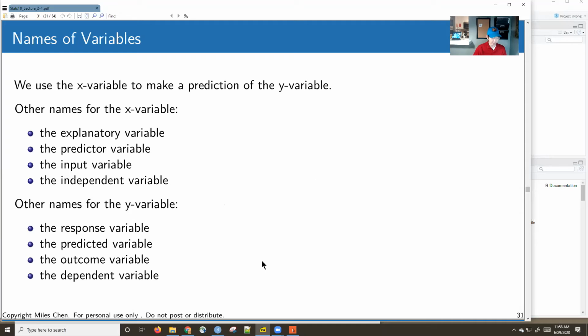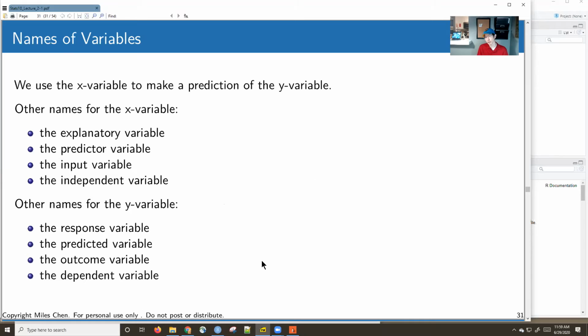All right. Depending on the textbook that you use, you might have a whole bunch of different names for the variables. When we're looking at linear regression, we use the x variable. We know the value of the x variable, and we're going to use that value of x to make a prediction for y. So we're going to use x to predict y.